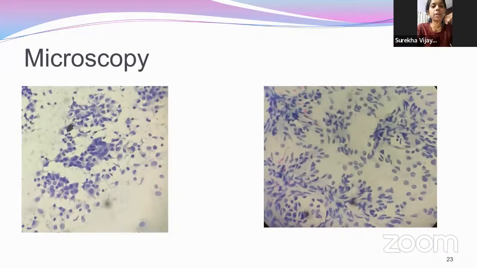This cytological smear of the second case shows a cellular smear with the cells arranged in a papillary pattern. For the second case, we gave the diagnosis straight away: papillary carcinoma, TBSRTC category 6. That is the final diagnosis.